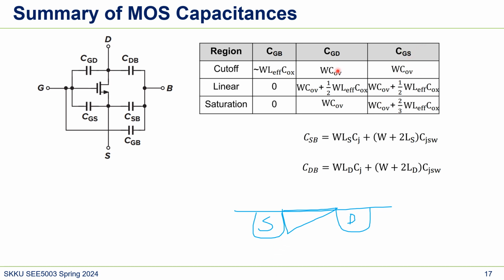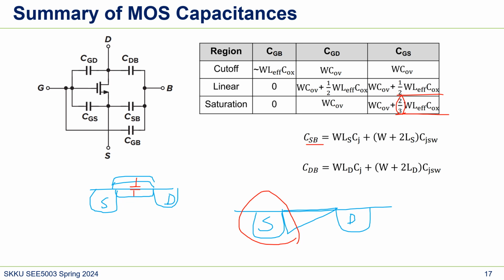CGS in cutoff, well, they're the same, there's overlap capacitance. In linear, as I said, since the channel is symmetric, they just share this gate-to-channel capacitance. So that's here. And in the saturation region, as I said, the source takes most of the channel, about 2/3 of this gate-channel capacitance.